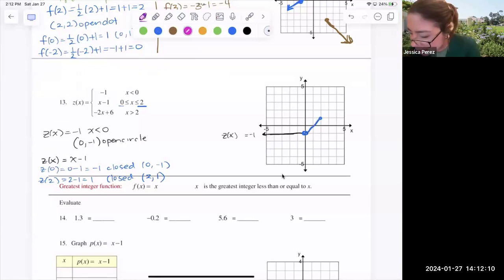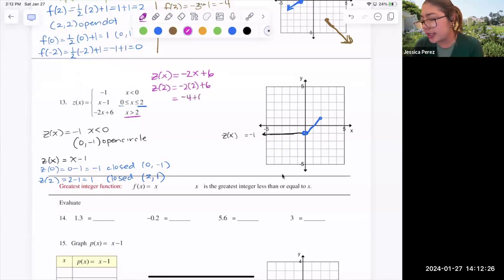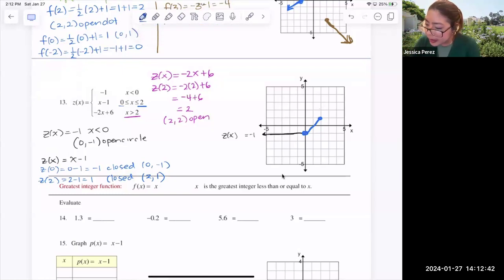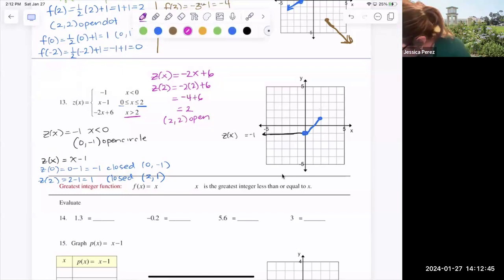And then the pink, the last one, z of x, lives at anything greater than 2. So z of x is -2x plus 6. I'm going to do an endpoint, z of 2. It's going to be -2 times 2 plus 6, which is -4 plus 6. This is going to give me a 2. But this is going to be open. Let me go back for a moment. So this blue one was a closed dot and a closed dot. And then the pink, the new graph at 2, 2 is going to be open.